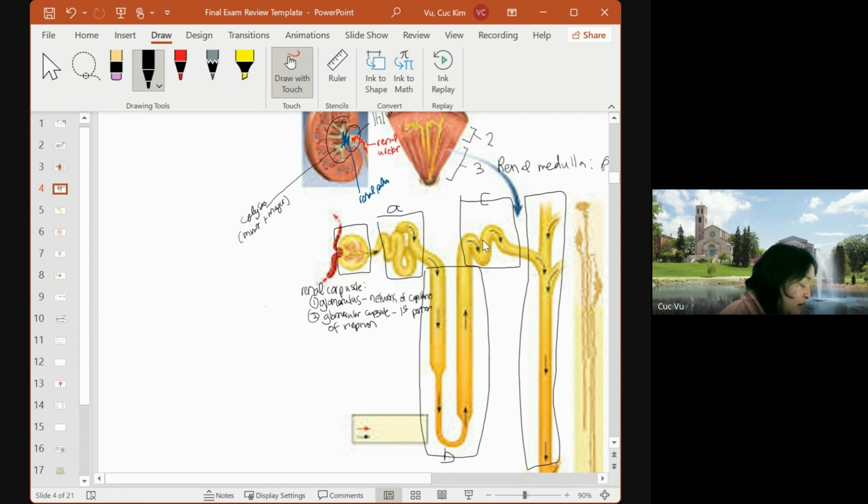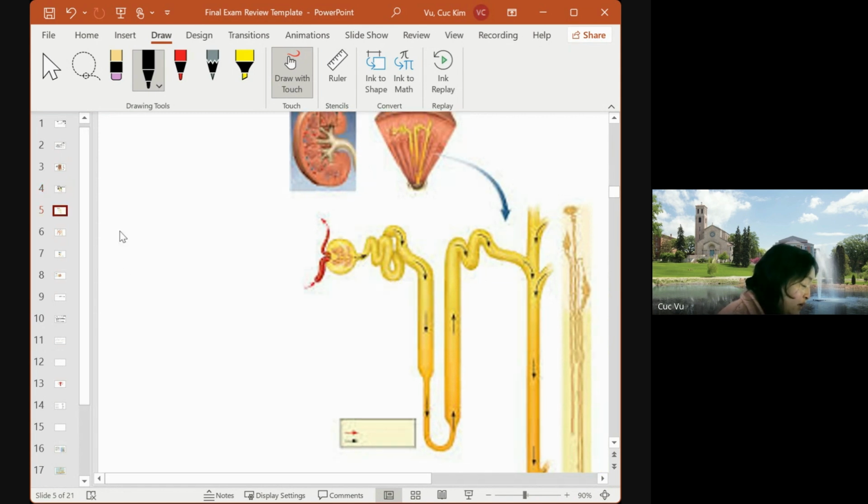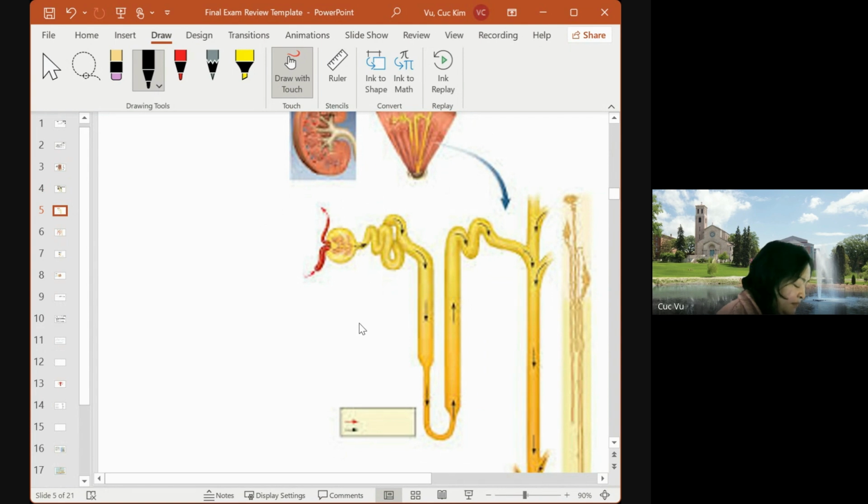Now we have to go and talk about the specifics of a nephron, so I'm going to add another layer of information. Hopefully I can use my pen again, because it's very hard to write with the mouse. Yay! Okay, so let's start with the glomerular capsule.